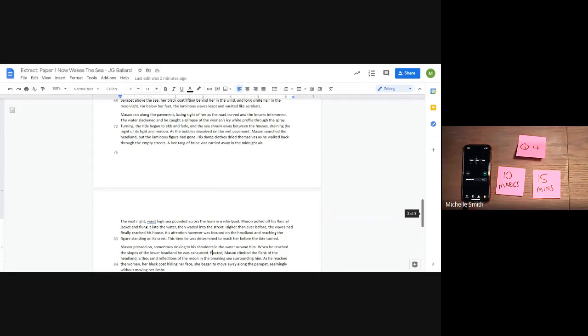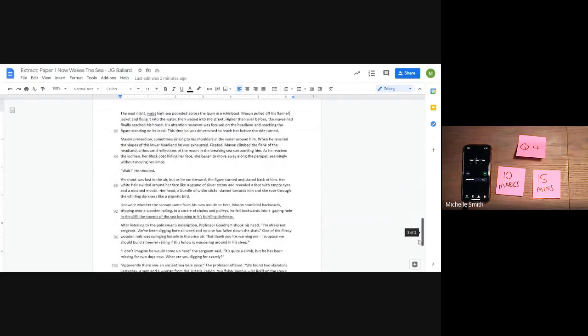Turning, the tide began to ebb and fade, and the sea shrank away between the houses, draining the night of its light and motion. As the bubbles dissolved on the wet pavement, Mason searched the headland, but the luminous figure had gone. His damp clothes dried themselves as he walked back through the empty streets. The last tang of brine was carried away in the midnight air.